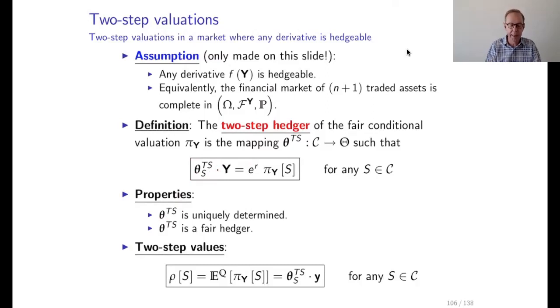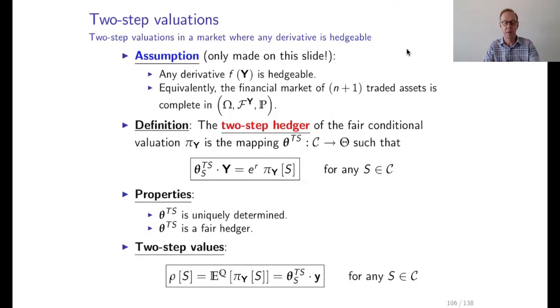Moreover, this theta two-step, defined in this way, is a fair hedger. This is an exercise that I will ask you to do by yourself. Prove that theta two-step is indeed a fair hedger. So it has to be normalized and translation invariant. It has to be model consistent and market consistent. By looking at this definition, it's rather straightforward to prove that theta two-step is indeed a fair hedger.